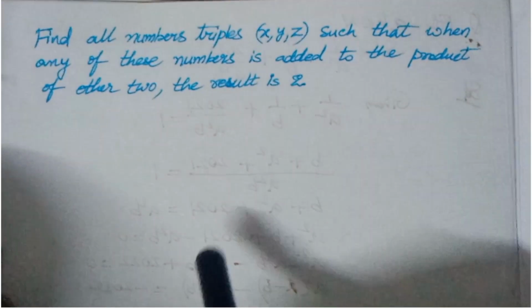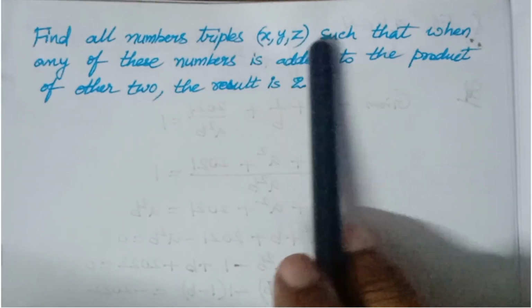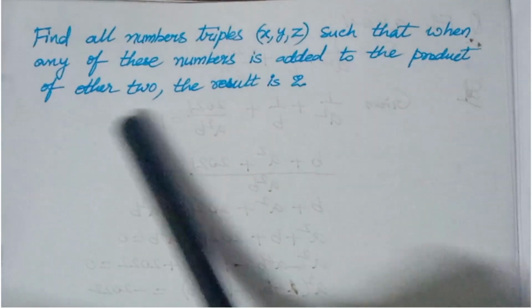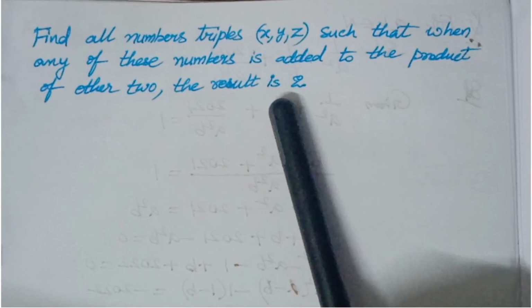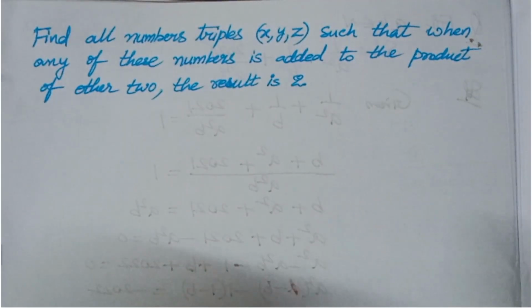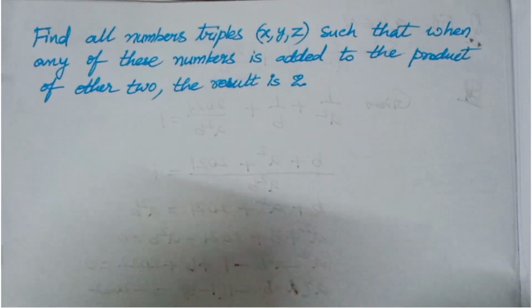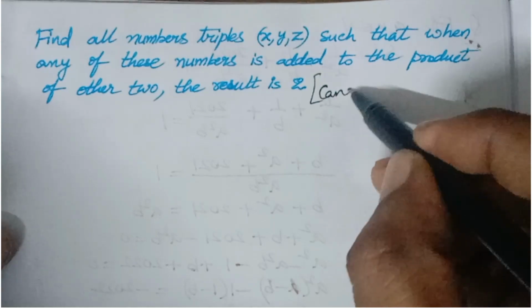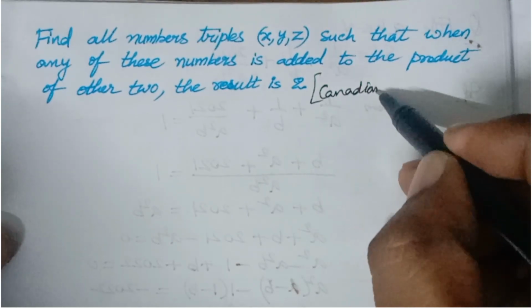The question is given now. Find all the number triples x, y, z such that when any of these numbers is added to the product of the other two, the result is 2. So, like this, Olympiad logical critical problems will be uploaded now. This was asked in the Canadian Math Olympiad.